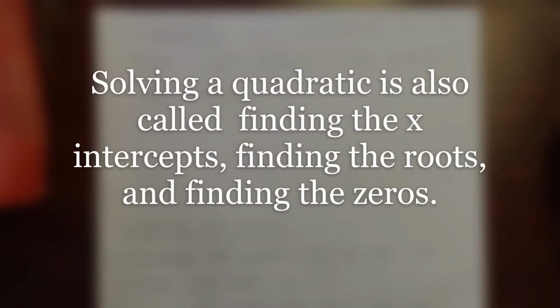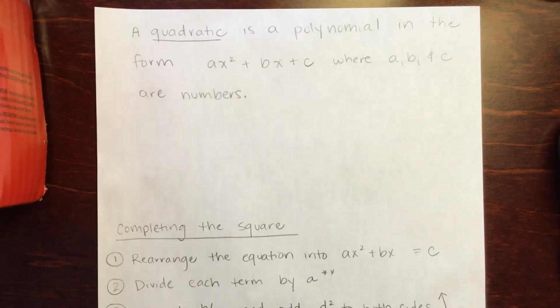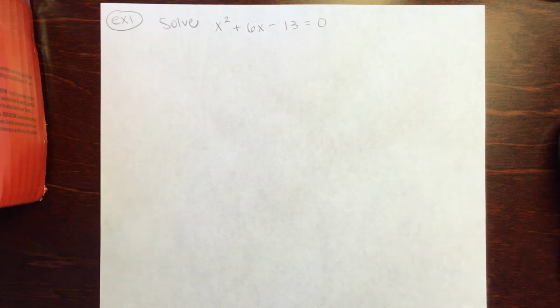Other words for solving a quadratic are finding the x-intercepts, finding the roots, or finding the zeros. Let's just walk through an example and then we can talk through steps. So for this first one, we need to complete the square. We're going to solve x squared plus 6x minus 13 equals 0.